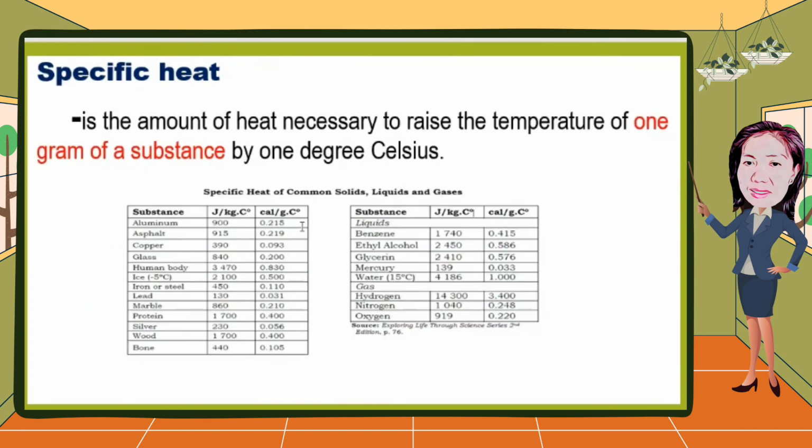How about specific heat? This is the amount of heat necessary to raise the temperature of 1 gram of a substance by 1 degree Celsius. Okay, actually, objects have different specific heat. So these are the list of specific heat of solid, liquid, and gas objects or substances. Okay, I think that's all.